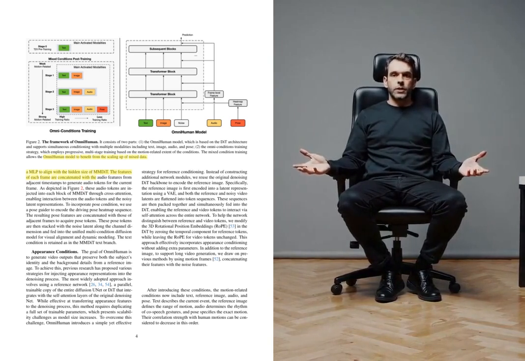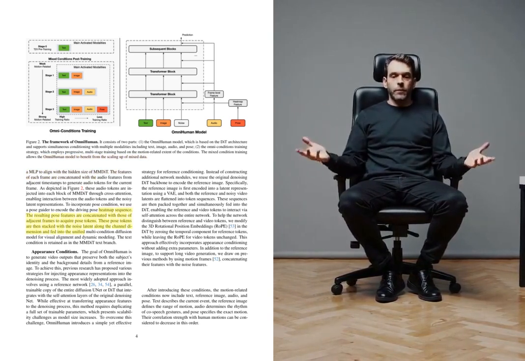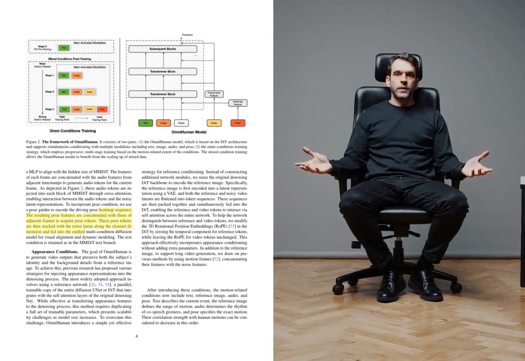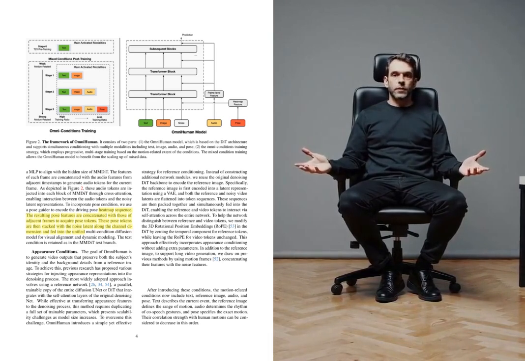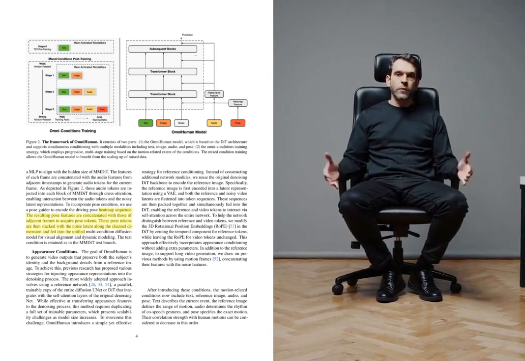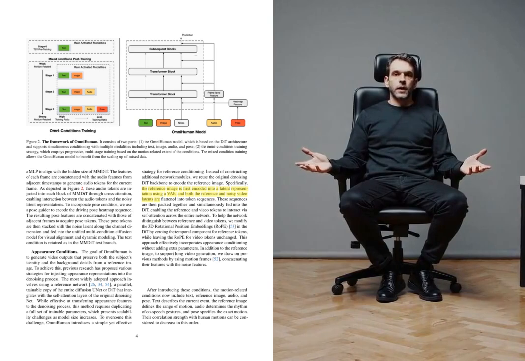Think of it like teaching someone to cook by having them watch cooking shows, read recipes, and get hands-on experience in the kitchen all at the same time. They'll learn a wider range of techniques and be able to adapt to different situations much better. And the results are pretty impressive. OmniHuman consistently outperforms other state-of-the-art models on various technical measures. The animations are smoother, the timing is better, and there's a level of detail that was previously unattainable.